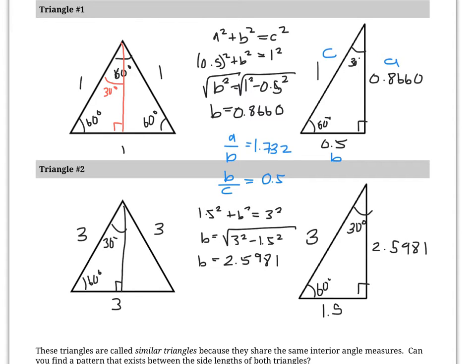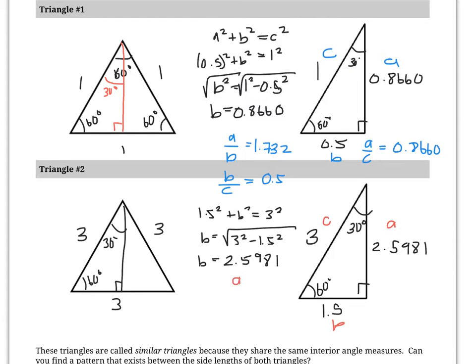And let's try A divided by C. We can keep on trying them, and we'll get 0.8660 divided by 1, which is going to be 0.8660. Let's see if we get something similar in the bottom triangle here. So let's call this guy our C, this guy our A, and this guy our B.